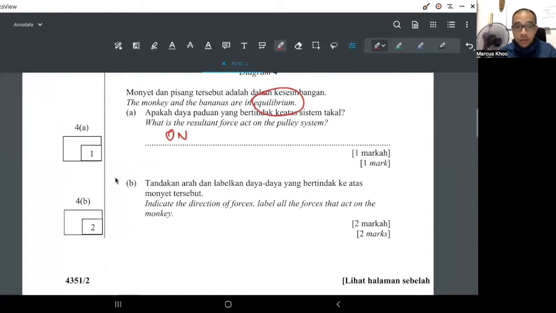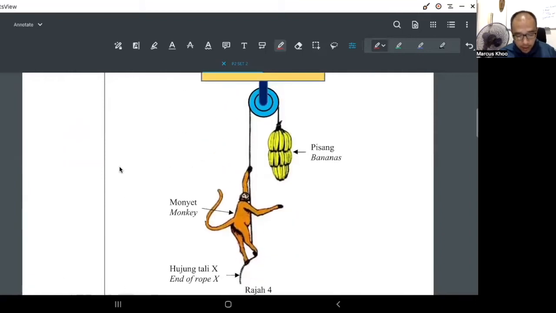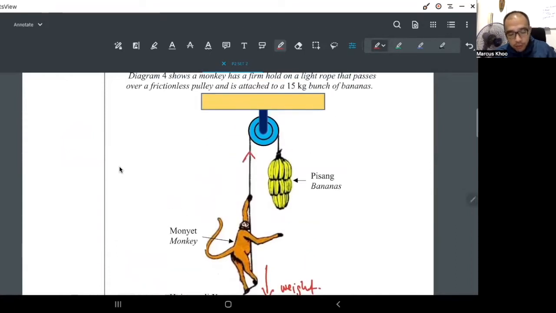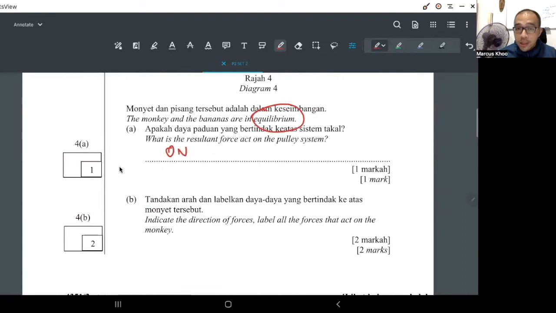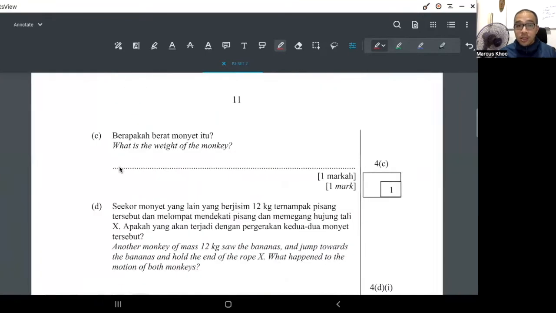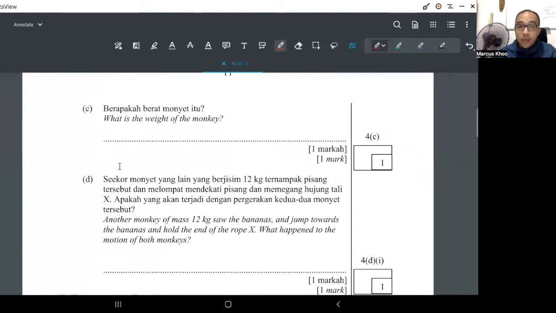Indicate the direction of forces and label all the forces that are acting on the monkey. This is 2 marks, indicating that there are 2 forces. The first force will be downwards, and this will be the weight of the monkey. The second one will be the pull of the string, the force upwards, which we usually call the tension of the string. So the 2 forces are the tension and the weight. Since it is in equilibrium, the tension equals the weight. That's a very important thing: tension equals weight.